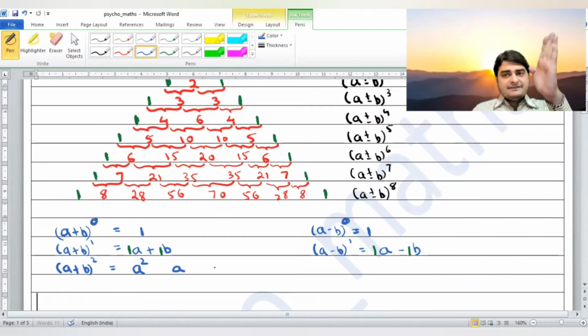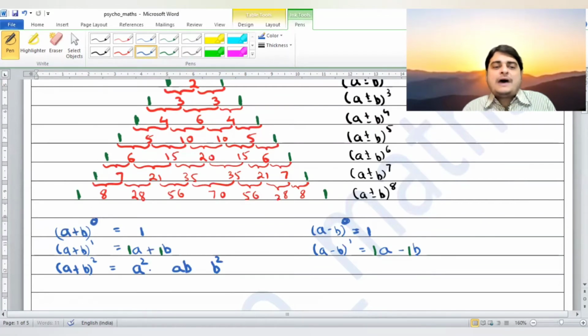But starting in the reverse manner, the highest power of b is square. Then it is b. Here it has to be b raised to 0. But that is 1. So we don't put it over here.